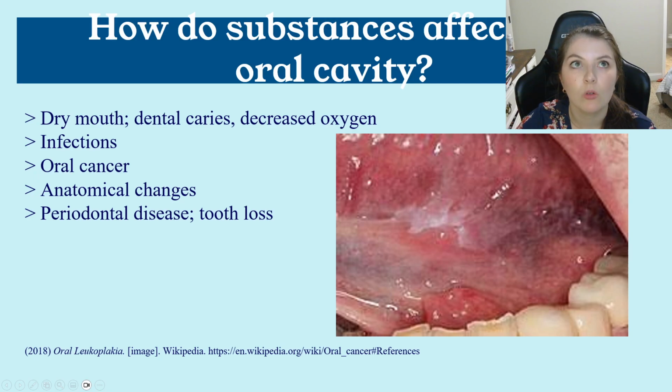And then periodontal disease and tooth loss. We already kind of talked about that a little bit, but when the gums become inflamed, they bleed, and they recede down, it can lead to tooth loss.